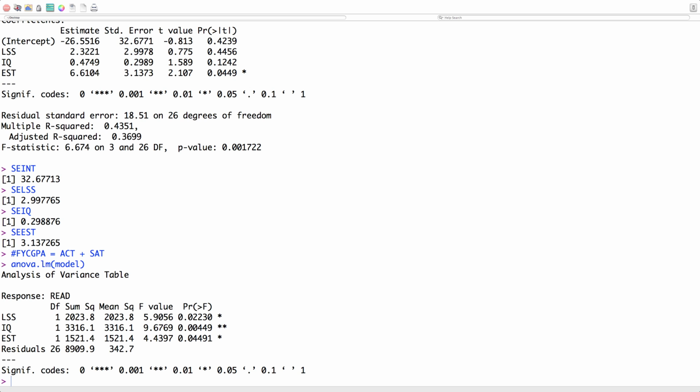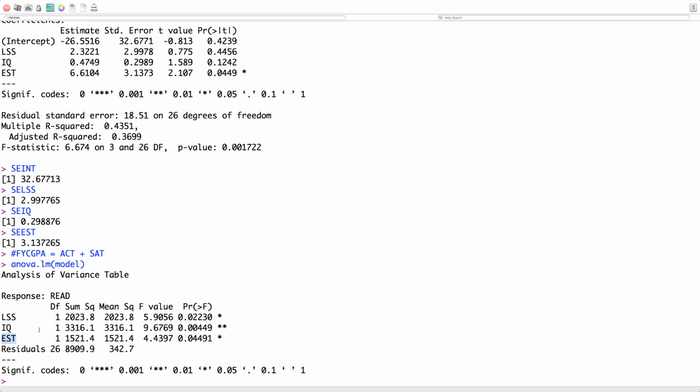First of all, does that look anything like the ANOVA table that we created? Sorta. Degrees of freedom don't look the same. However, we do have the 26. And if we add 1 plus 1 plus 1, we get 3, which is similar. Sum of squares for the residuals, for the errors, 8909. Well, that matches up. And then we get this partitioning out. Instead of just having one line of regression, it's partitioned out the sum of squares for LSS, IQ, and EST.